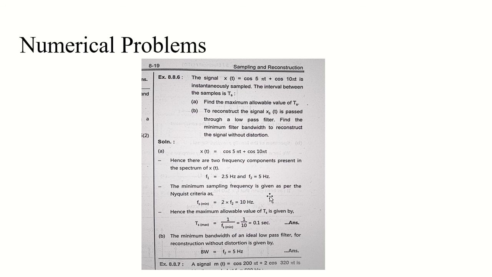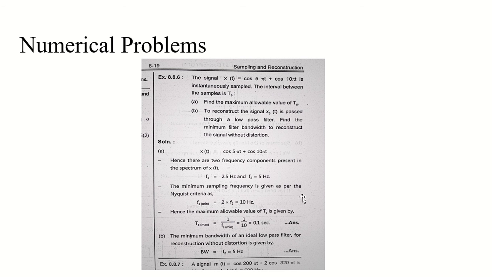Now let's see one more. It is asking: the signal x of t, which equals cos 5 pi t plus cos 10 pi t, is instantaneously sampled at the sampling interval Ts, and we have been asked to find the maximum allowable value of Ts. The sampled signal x delta of t is passed through a low pass filter, and we have been asked to find the minimum filter bandwidth to reconstruct the signal without distortion.